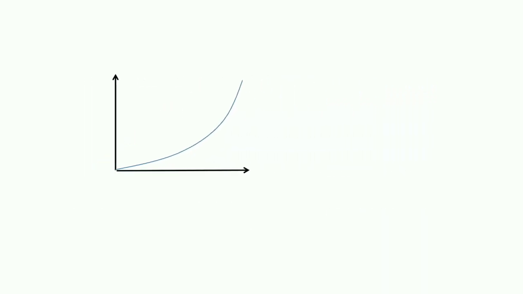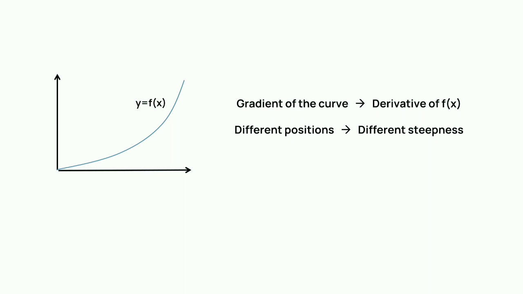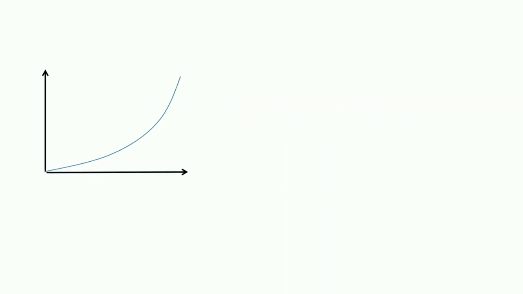Let me explain. The gradient of the curve is actually the derivative of f(x), and different positions of the curve will have different steepnesses. For example, here, it is not that steep, but as we go towards the right, it is much steeper here. So actually finding the gradient of a curve is impossible. But now let's focus on this point here. Point A. What is the gradient at this point?